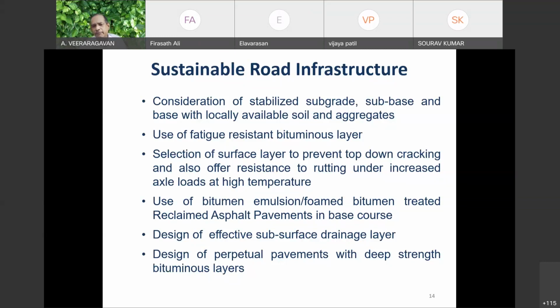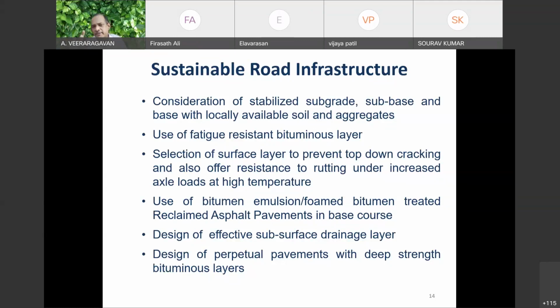And more importantly, whatever you try to do, the performance of the pavement is dictated by drainage. It's always said there are 3 factors that contribute to the failure of a pavement: 1 is drainage, 2 is drainage, 3 is drainage. If you take care of drainage, most of the failures of the pavement can be taken care of. So how to ensure surface drainage as well as subsurface drainage is a challenge before us.